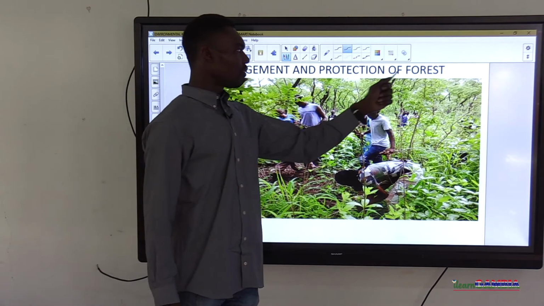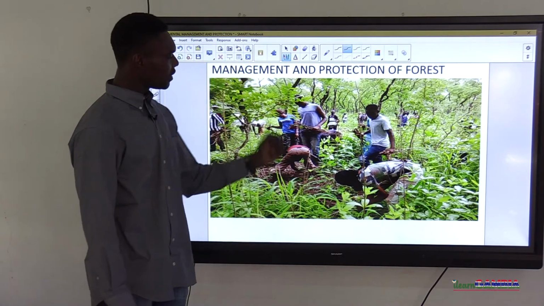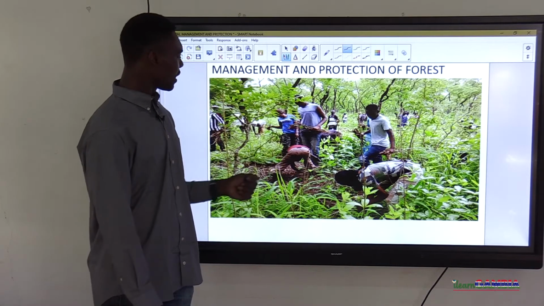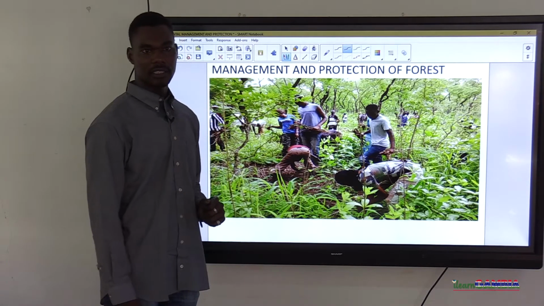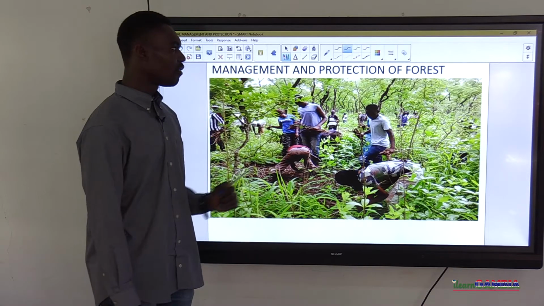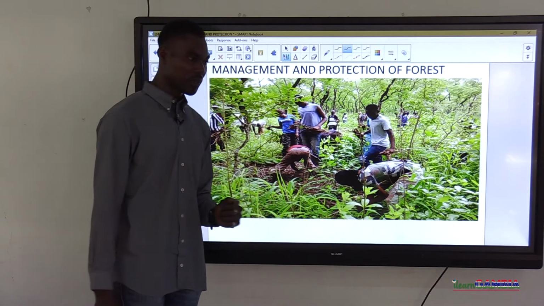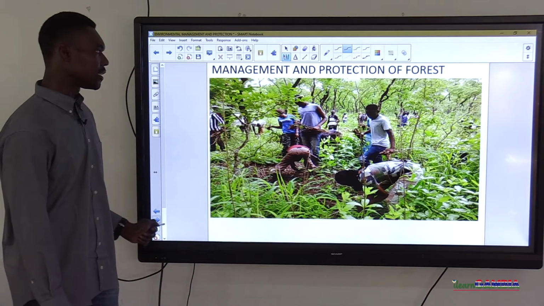Management and protection of forests. So look at this picture here. What are we seeing here? We are seeing forests and people there planting trees. So it's an important way of protecting forests, tree planting. So look at the activities the people are doing. They are doing tree planting.